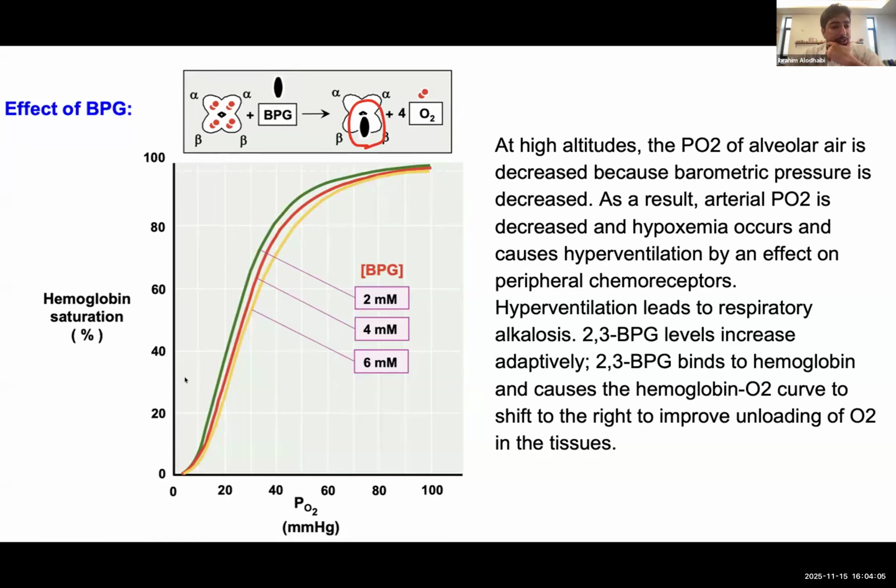If we have hyperventilation and decreased carbon dioxide, wouldn't that also shift to the left since carbon dioxide shifts to the right?